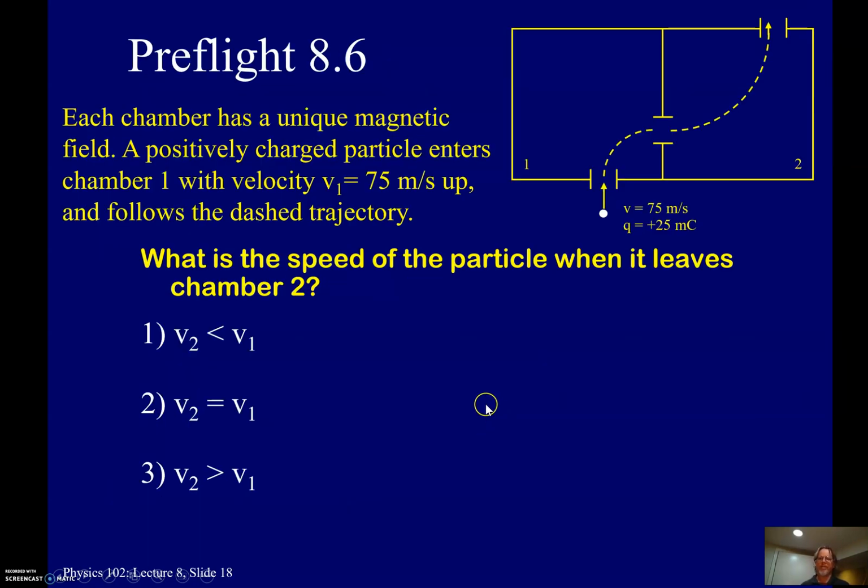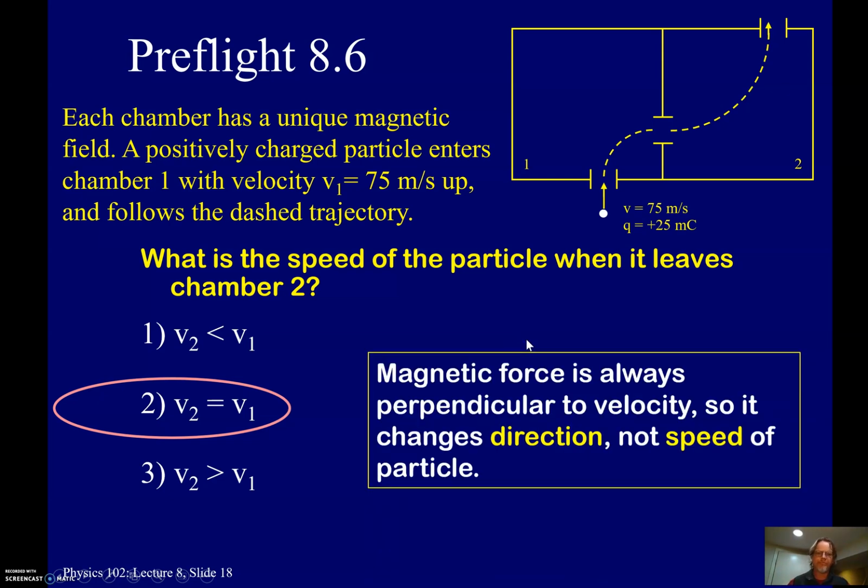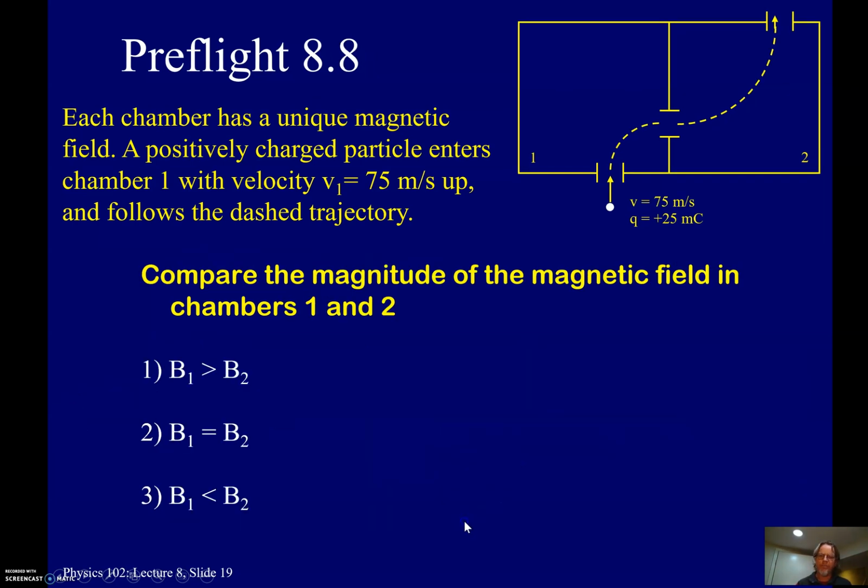All right, so here we go. Pre-flight 8.6. Each chamber has a unique magnetic field. A positive charge enters at 75 meters per second straight up. What is the speed of the particle as it leaves chamber 2? Think about it. First of all, how much work is done here? The answer is no work. The magnetic field solely changes the direction, so it has to be the same speed coming back out. The magnetic field doesn't do any work. It simply guides the particle, changing the direction. The magnetic force is always perpendicular to the velocity, so it changes the direction, not the speed of a particle.